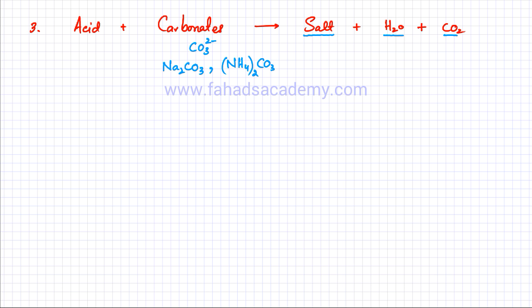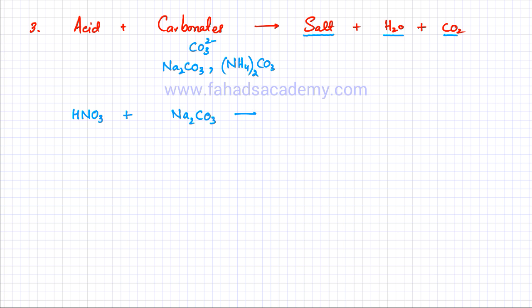So I'm going to start off with a simple reaction. Let's take a simple acid, nitric acid first, and then we're going to move on towards carboxylic acids. So I'm going to react nitric acid with sodium carbonate, which is Na2CO3.